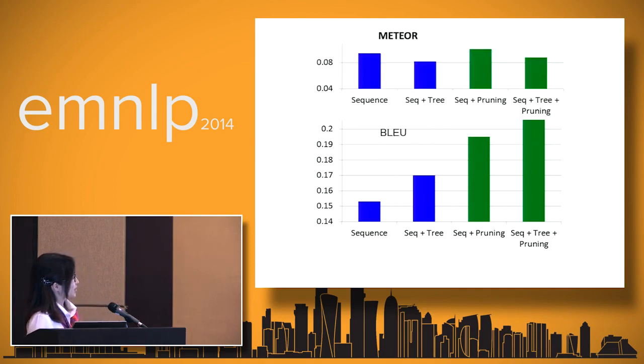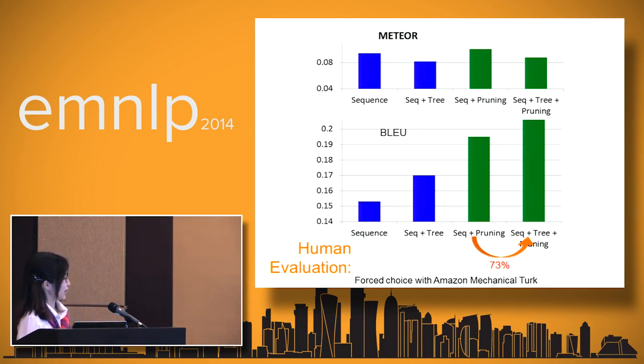I should also mention that if we look at the Meteor score, there's a similar trend, but not as nice as before. So it's slightly inconclusive based on the automatic evaluation measures, and this has been a bit of a concern in image caption generation. So we also do a human evaluation to see which one is indeed better. We ask Amazon Mechanical Turkers to decide which one is better among two choices presented at random. And 73% of the time, people preferred the caption generated by the last method.